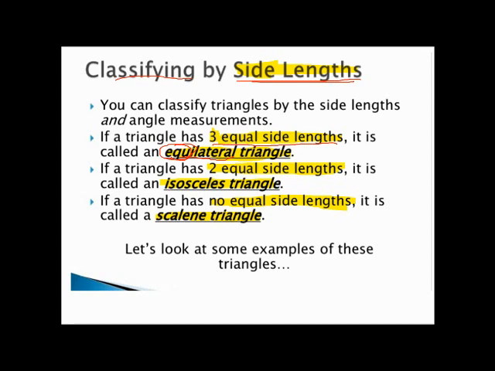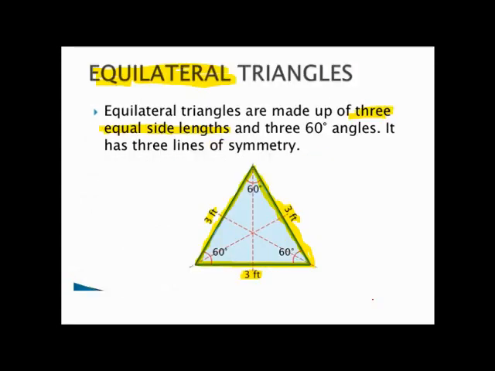The second type of triangle, we name it the isosceles triangle. An isosceles triangle has only 2 equal side lengths. The third triangle, we name it the scalene triangle. It has no equal side lengths. Again, we have three types of triangles according to side lengths: equilateral triangle, isosceles triangle, and scalene triangle. Let's look at some examples now.